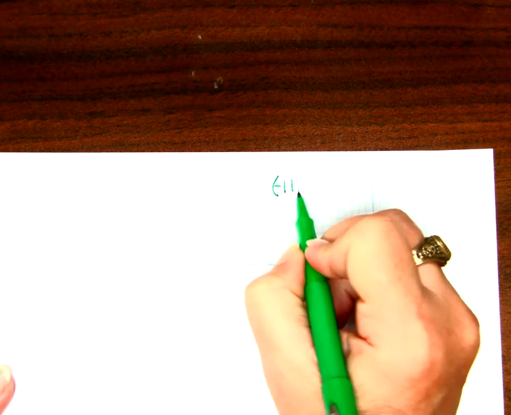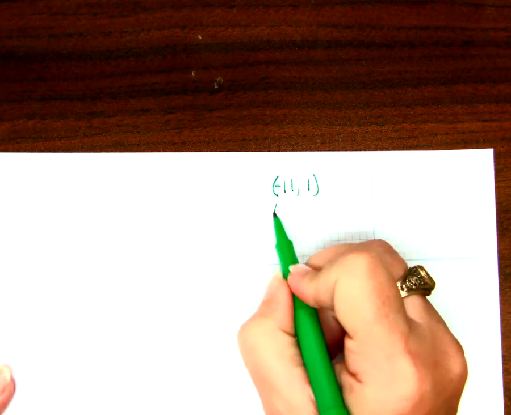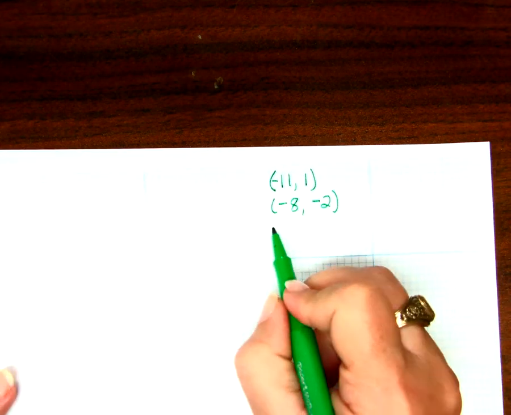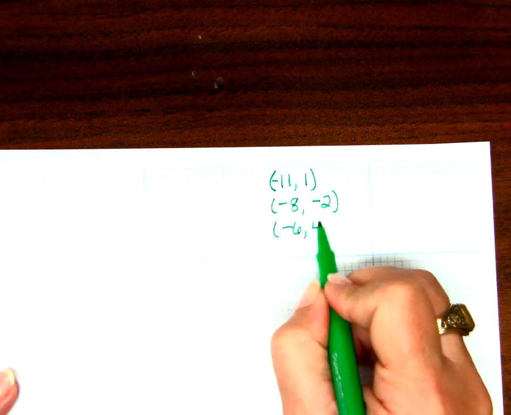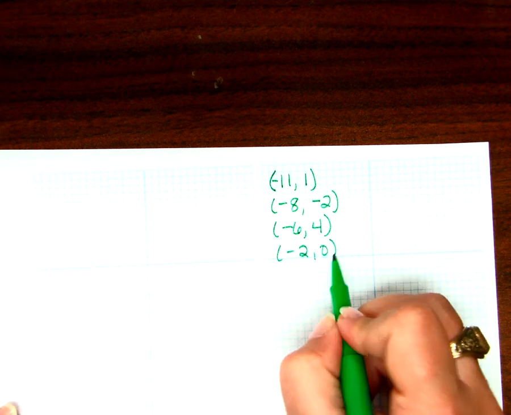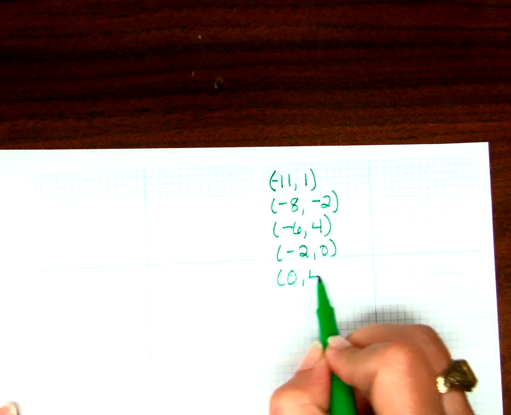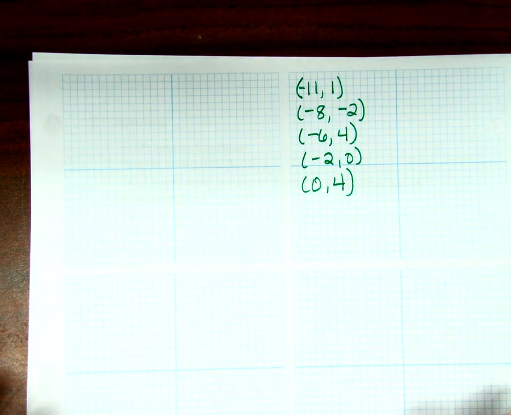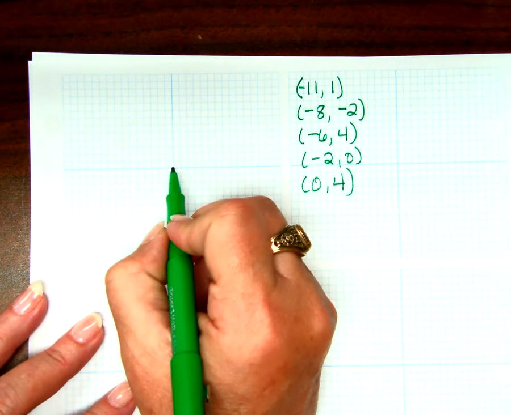Here's what I'm going to tell you. Negative 11, 1. Negative 8, negative 2. Negative 6, 4. Negative 2, 0. 0, 4. That's what I want to tell you first. So let's get those points graphed on this coordinate plane, okay?